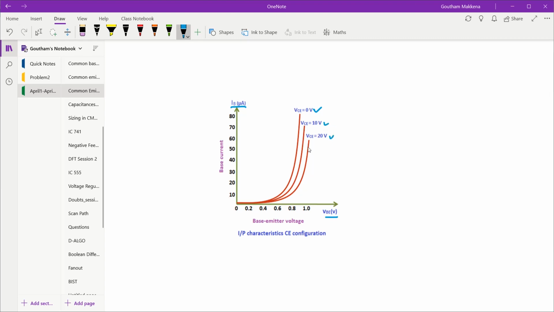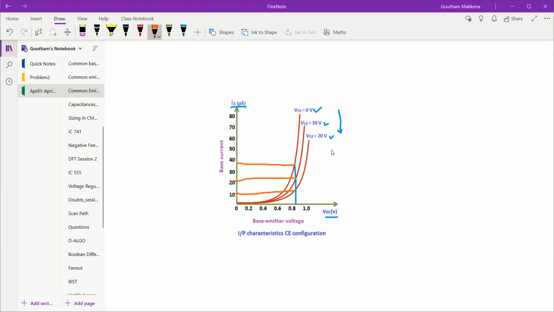As VCE is increasing, let us take a particular value of VBE, say 0.8. You can see that for VCE equal to 0 volts, we have approximately 40 microamps of base current. For VCE equal to 10 volts, we have 20 microamperes of base current, and for VCE equal to 20 volts, it is roughly 10 microamps. So as the voltage VCE is increasing, we see that the base current is reducing.